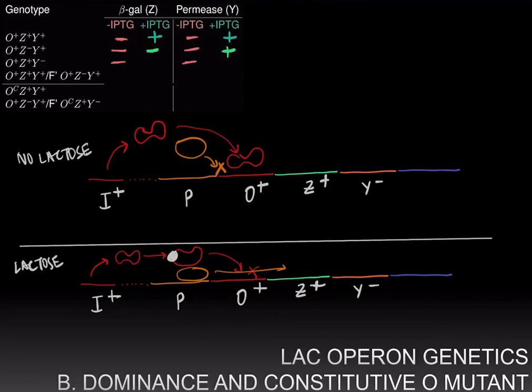But in the condition where we have lactose in the cell, polymerase can elongate because the repressor can no longer bind the operator due to allosteric induction. However, we will get a functional beta gal protein since we have a Z plus allele, but a non-functional permease protein, and therefore we will get a plus over here and a minus over here.